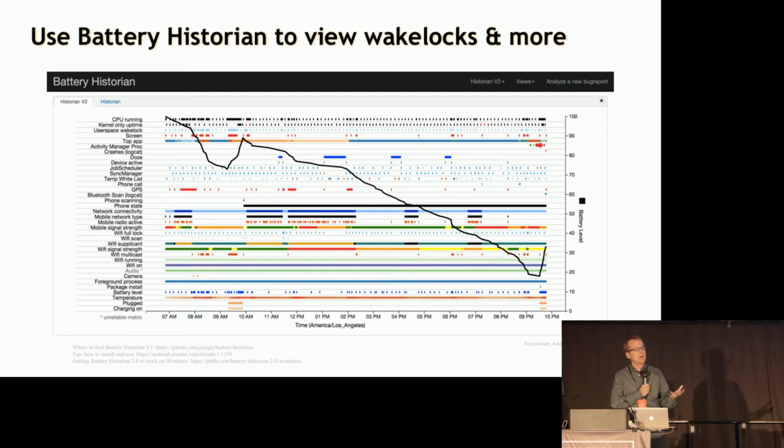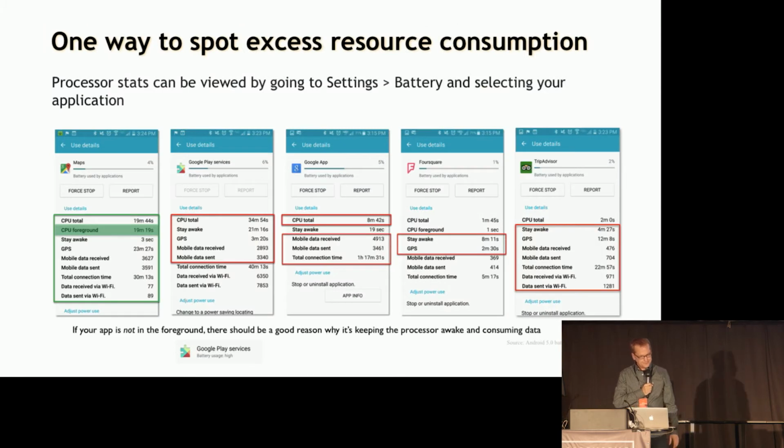Does your app keep the processor awake? There's a couple ways to look at this. Battery Historian's something that Google makes. It's available free. You can see the wake locks on the top. You can see the battery level, the black line. There's a bunch of other things that are shown as well. It's interesting to see things like Wi-Fi scanning. Even though you're not using your device, you'll find a lot's going on in the background. You can also see this is just part of the Android OS.